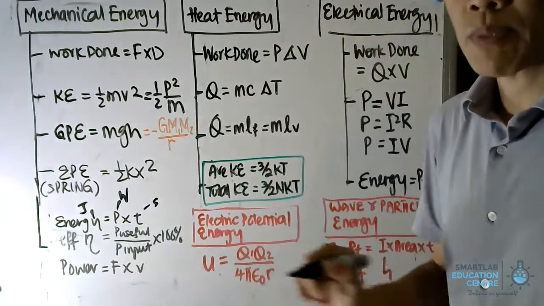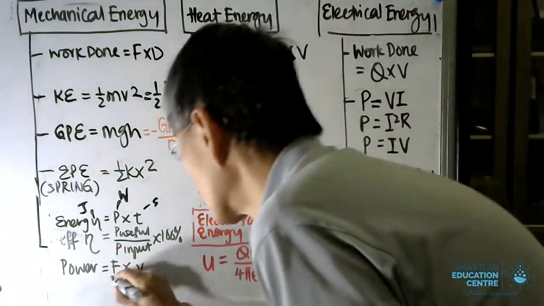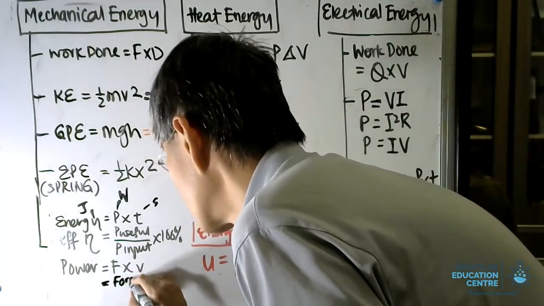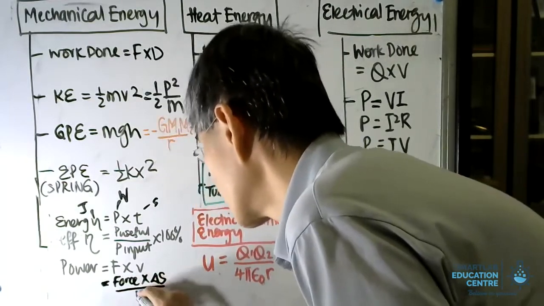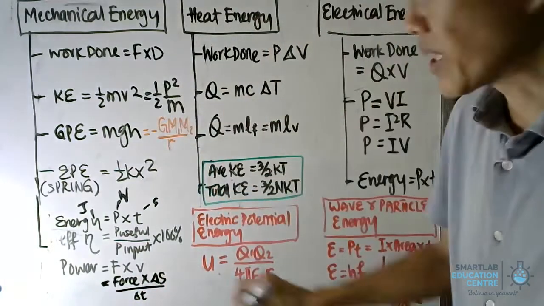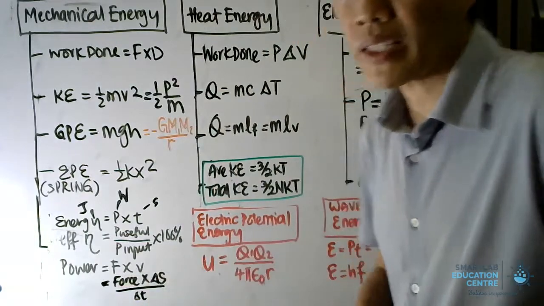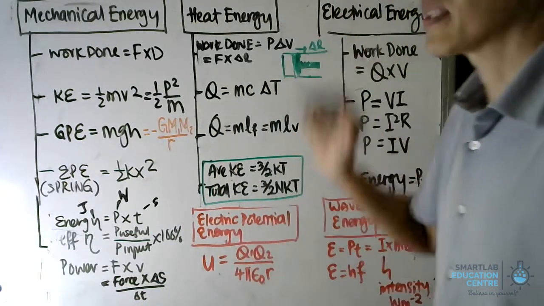Power is equal to force multiplied by speed. So it is equal to force multiplied by the distance traveled divided by the time taken. So basically, it is actually work done divided by time. Okay, let's take a look at the heat energy.